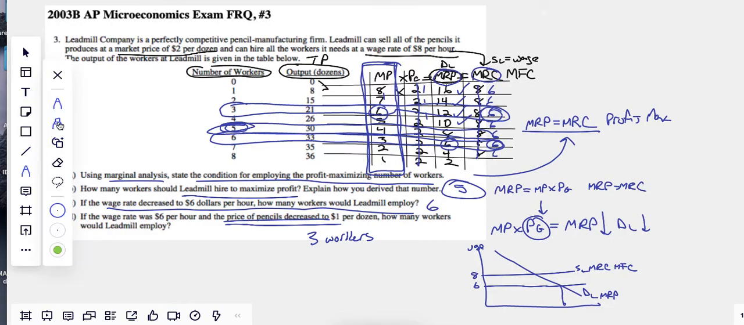Let's back that up though and get rid of that and understand that on the end here, what it said was that the wage rate was six. Let's draw it in. But then the price of pencils decreased to one. So we know when the price goes down, marginal revenue goes down, marginal revenue product goes down, which makes your demand for labor decrease. So demand for labor would have shifted to the left. Quantity of labor would have decreased. As the price of the good goes down, demand for labor decreases, marginal revenue product decreases.